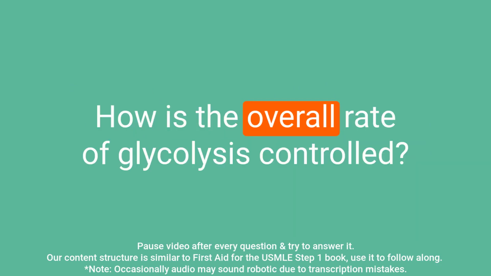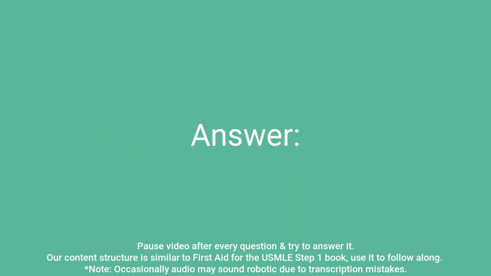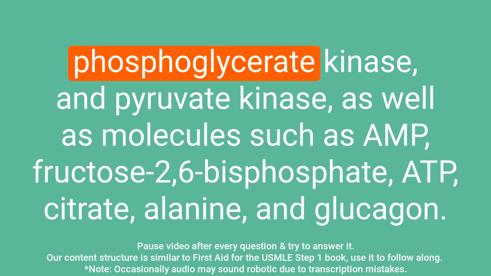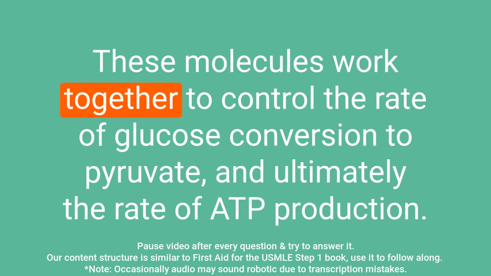Question: how is the overall rate of glycolysis controlled? Answer: the overall rate of glycolysis is controlled by a combination of enzymes and regulatory molecules, including hexokinase or glucokinase, phosphofructokinase 1, phosphoglycerate kinase, and pyruvate kinase, as well as molecules such as fructose 2,6-bisphosphate, citrate, alanine, and glucagon. These molecules work together to control the rate of glucose conversion to pyruvate and ultimately the rate of ATP production.